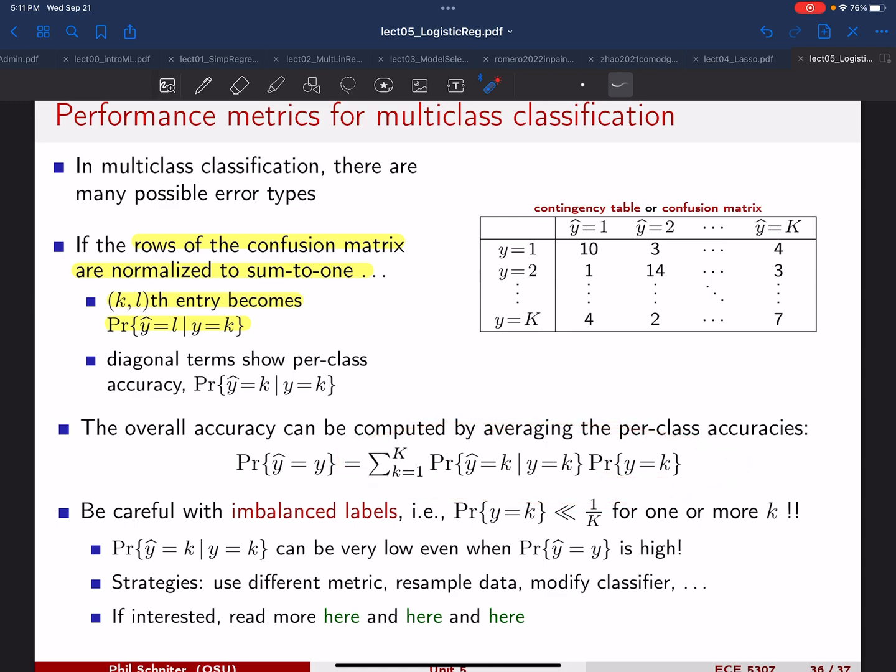The very last thing I want to say is that sometimes data sets have imbalanced labels, meaning when you look at the distribution of your training samples, and maybe even your test samples, you might find that certain cases show up much more commonly than others. If I have a total of k classes, you might find that certain possibilities happen much less frequently than 1 over k. And this can be a serious issue.